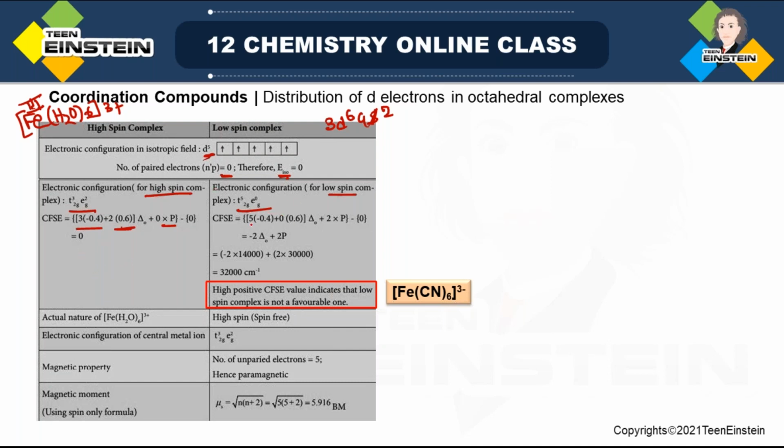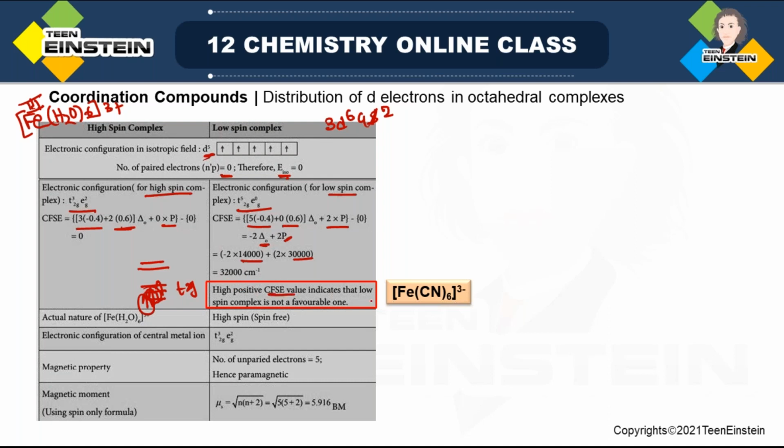But when it is low spin, now 5 into minus 0.4. Here you do not have any eg electrons, so it is 0 into 0.6. And you have done 2 pairings forcefully. Remember, if it is d5, this is t2g, so the 4th electron and 5th electron, you are making 2 pairs. So that is why 2 into P. Now putting the value of del O, which is 14,000, and the P value 13,000, in centimeter inverse unit. So the CFSE value you are getting is plus 32,000 centimeter inverse.